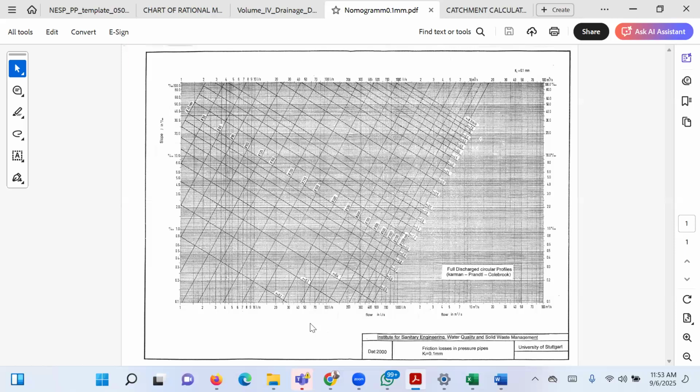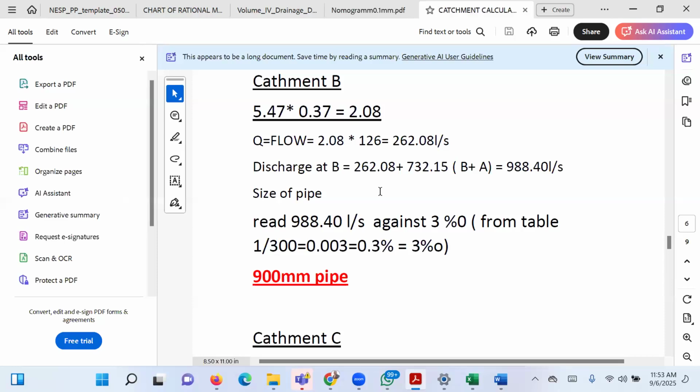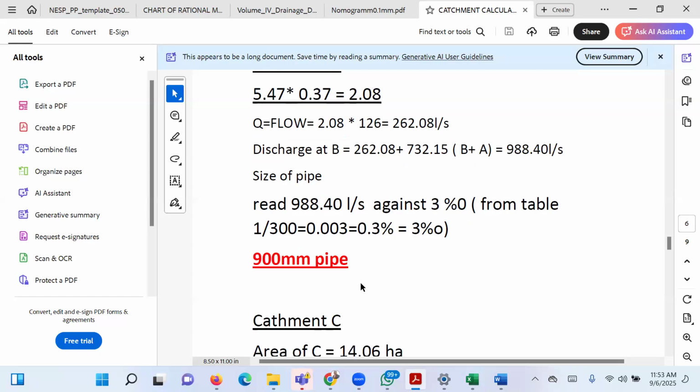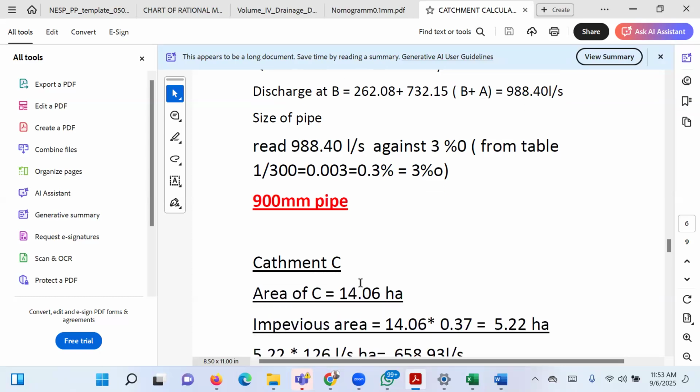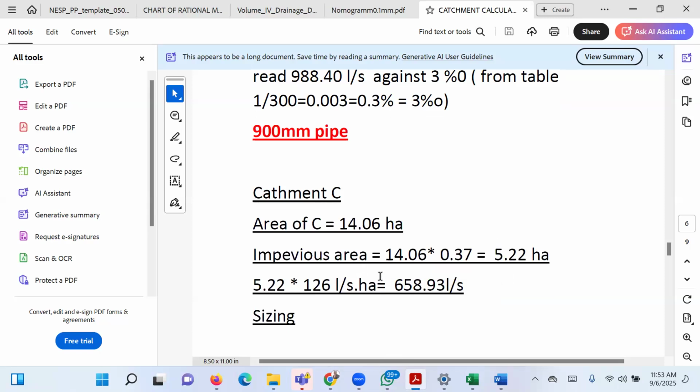Okay, so now we go back to catchment calculation. So here you see that catchment B has a pipe size of 900 mm. Then let's go to catchment C. Anybody that knows catchment C will know that catchment C does not have upstream. So for catchment C, the effective area is simply the total area multiplied by the runoff coefficient. That will give you 5.22. Then 5.22, which is the effective contributing area, multiplied by the rainfall frequency, gives you 6.58.